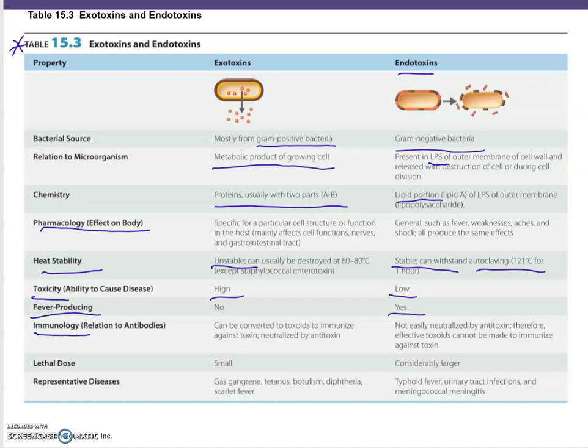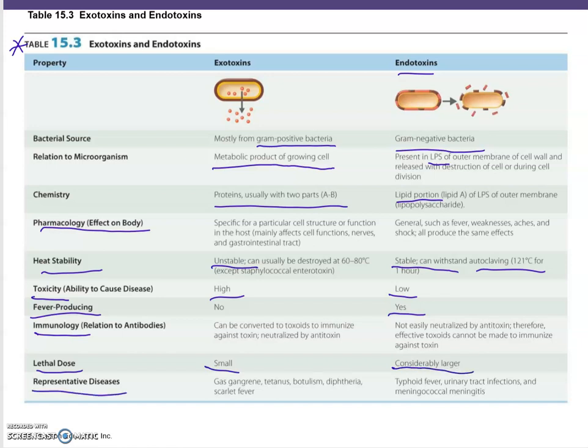And the immunology: exotoxins will produce antibodies. So you can use the exotoxin portions, an inactivated exotoxin, as a vaccine to produce antibodies. In endotoxins, you would not find this ability of your immune system to make antibodies. The lethal dose for exotoxins is small, and for endotoxins a lot bigger.